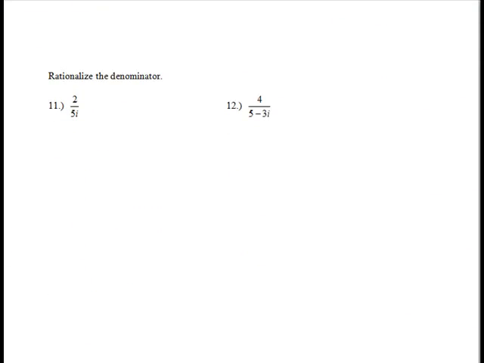So let's look at another problem. Rationalize the denominator. 2 over 5i, so one term in the denominator. Notice that i down there, so multiply the numerator and denominator by i gives us 2i over 5i squared, or 2i over negative 5.